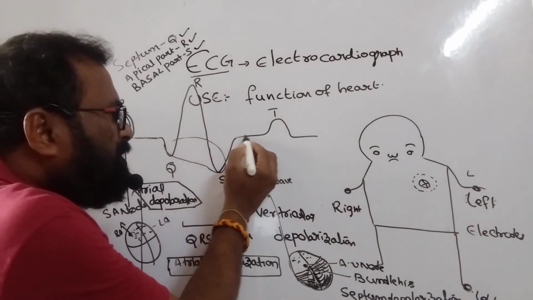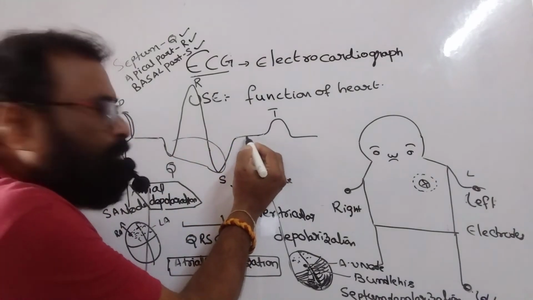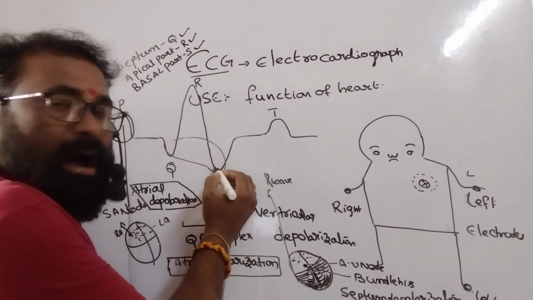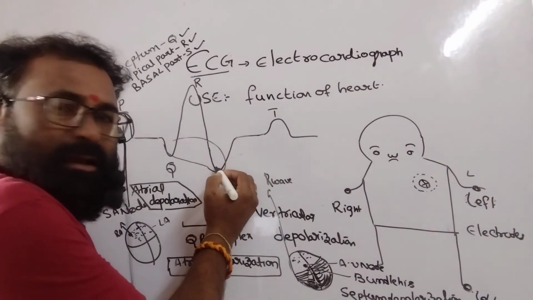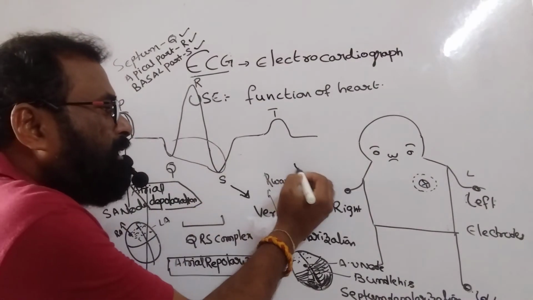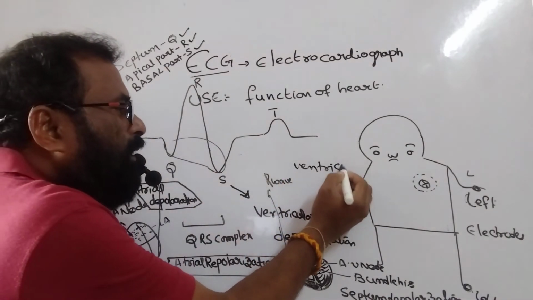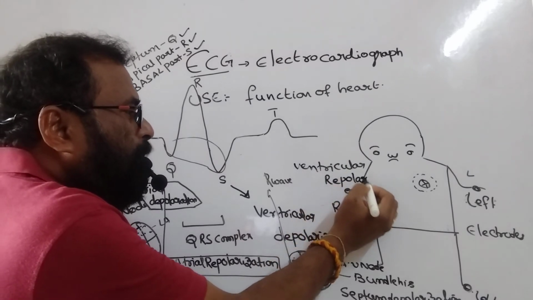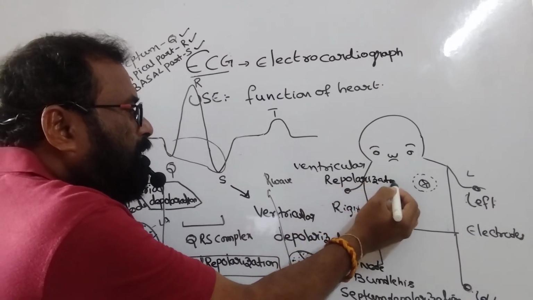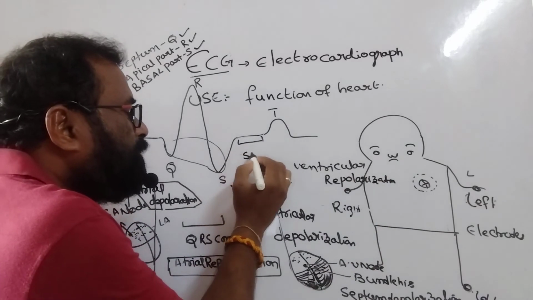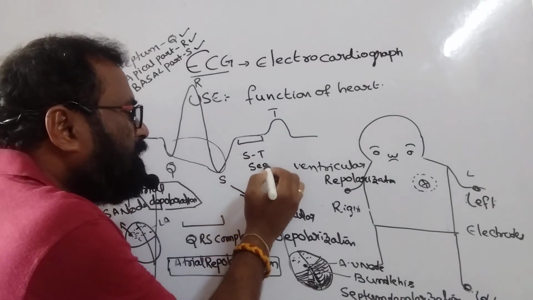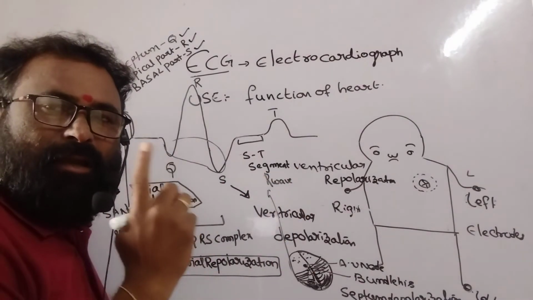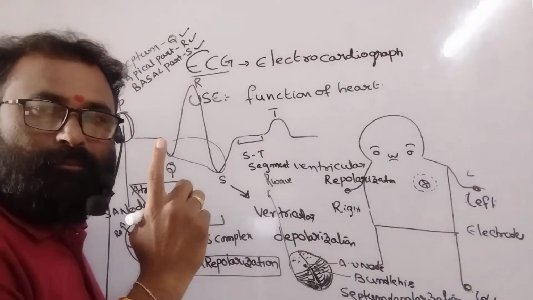Later, another line will come. You observe in the diagram, there is another line. This line occurs between ventricular depolarization and ventricular repolarization. This is said to be the ST segment. At that time the heart is said to be electrically neutral.